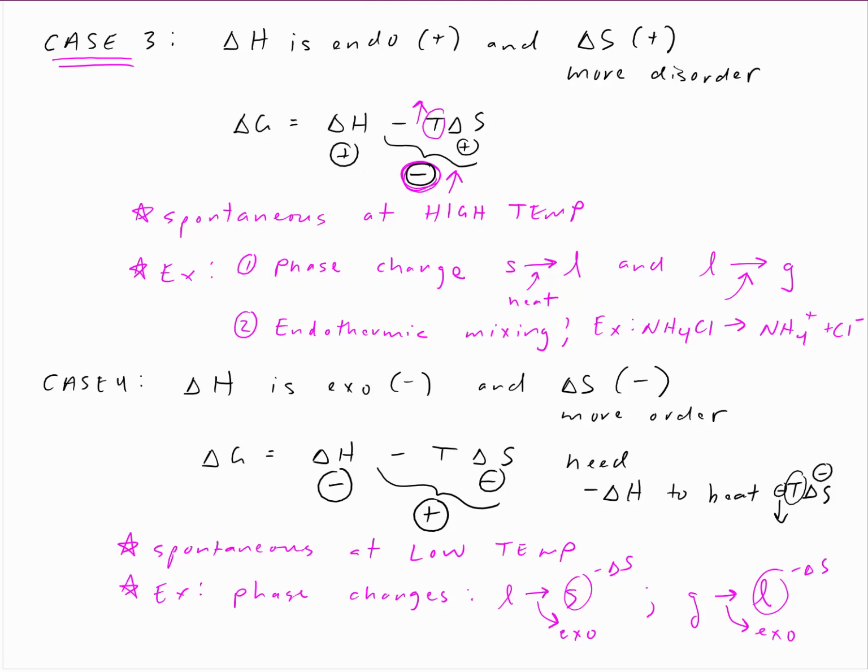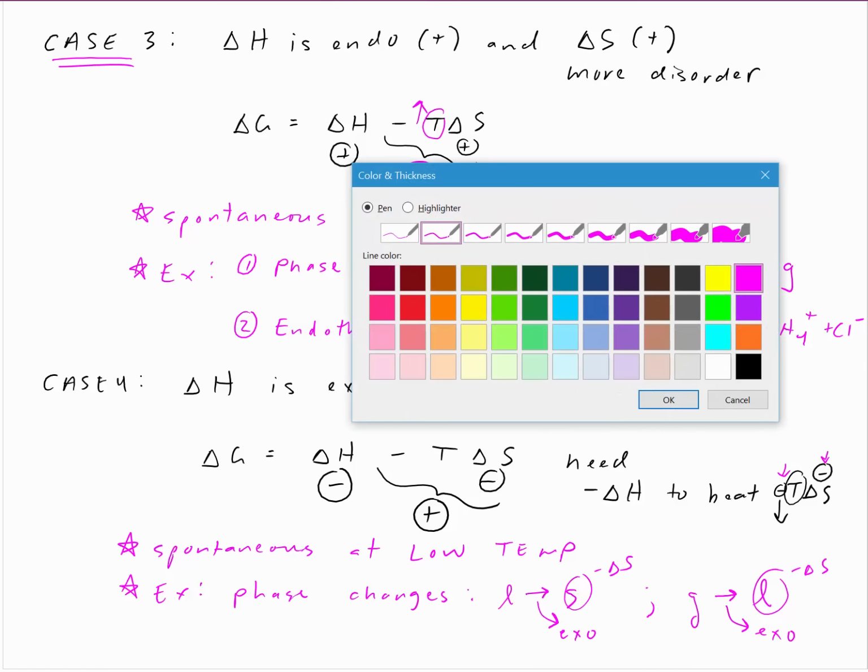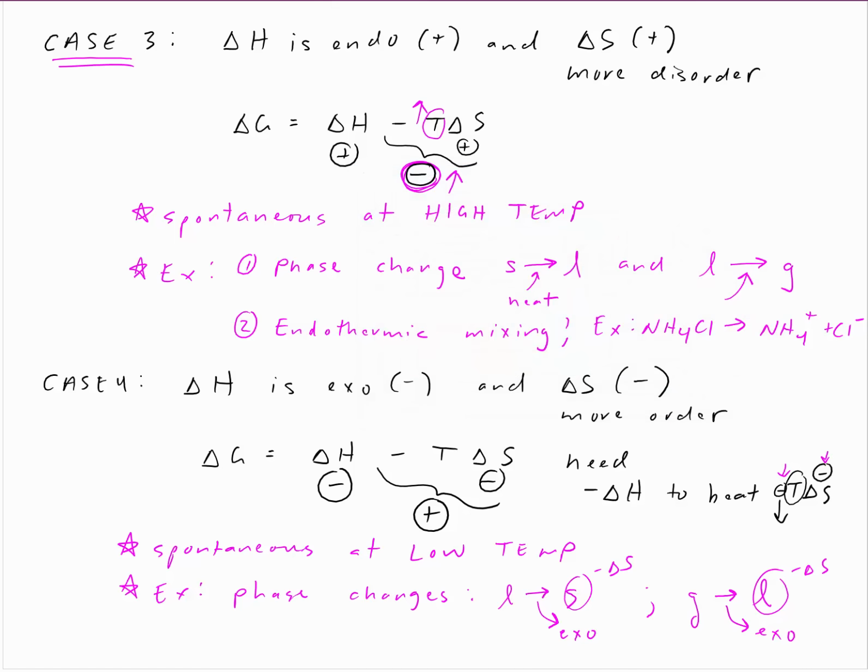Okay, and the negative delta S again makes this term positive. So that would happen at low temperatures, which, if you think about it, makes total sense. So when do these processes happen? When would something freeze? It would happen at a low temperature. When is something able to condense? When would something go gas to liquid? Well, it would happen at a low temperature. It would need to condense.